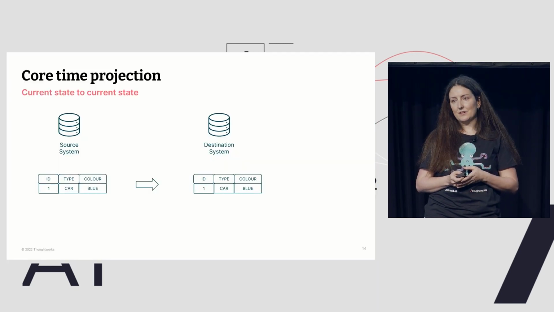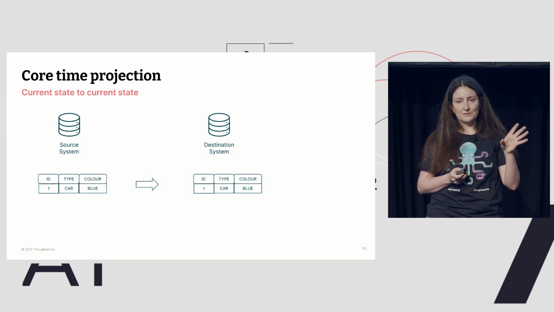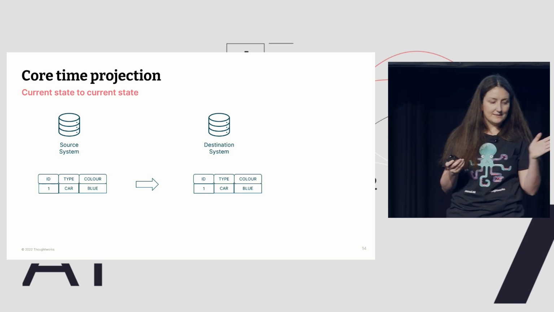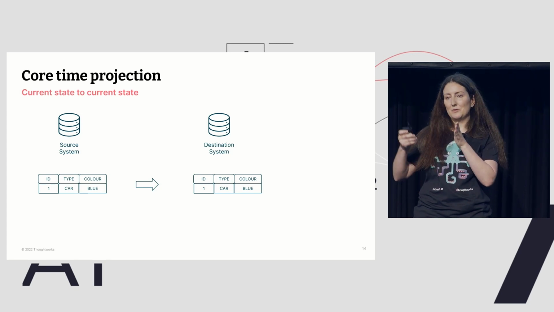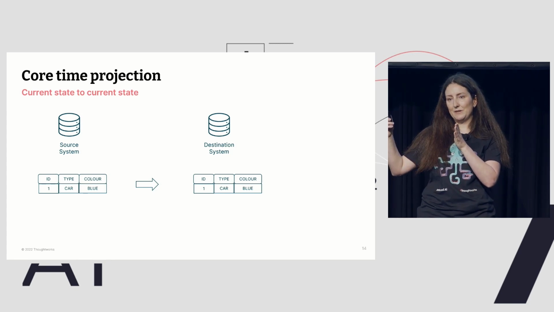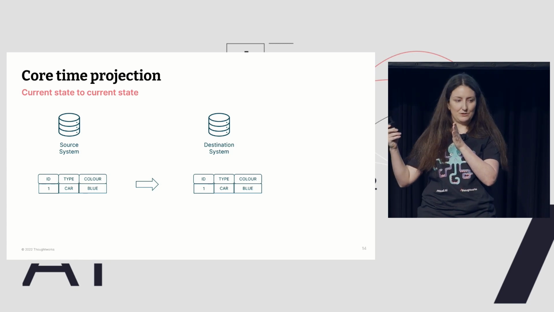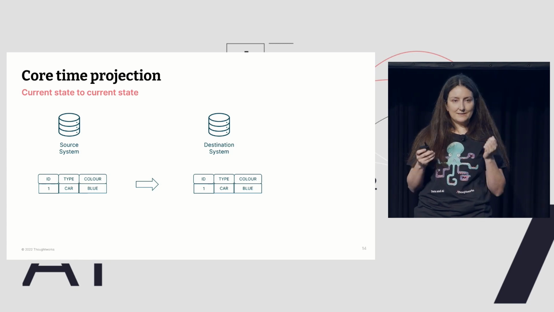The first way is like a current state to current state. So in our source system, for this example, we have a car, it is blue. And in our destination system, we just want to replicate that current state. We don't care about historical changes that have happened over time. So that's one of them.